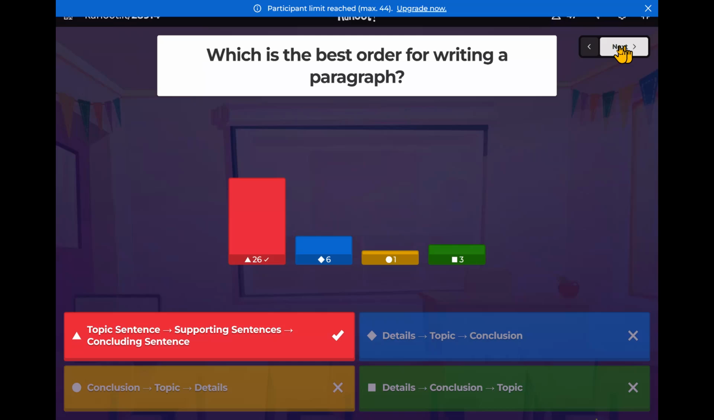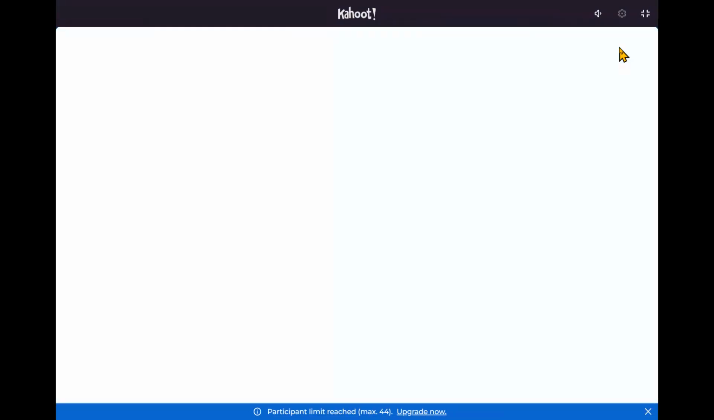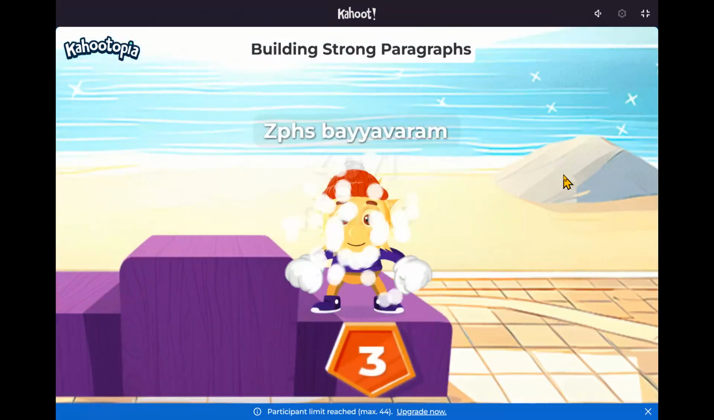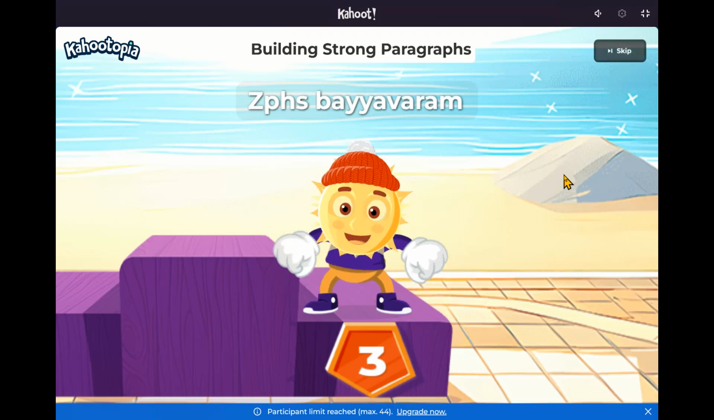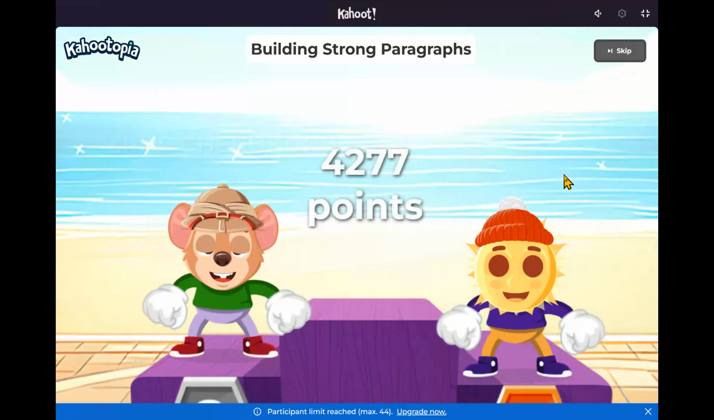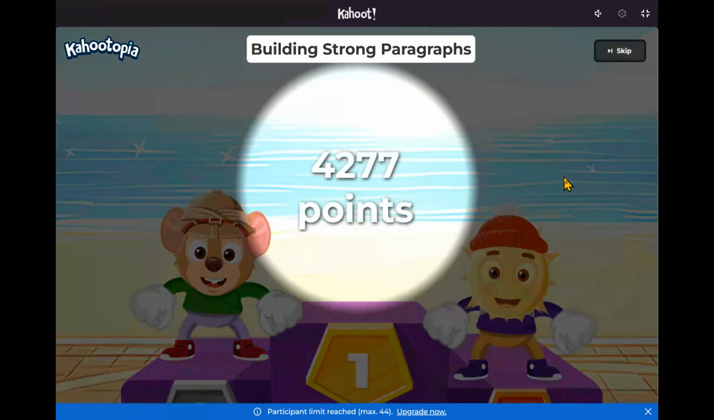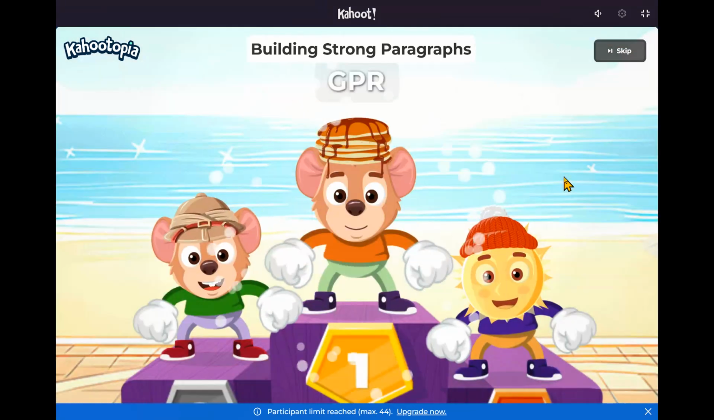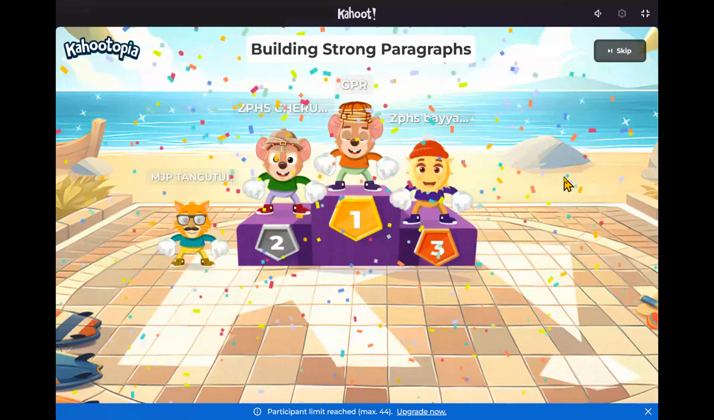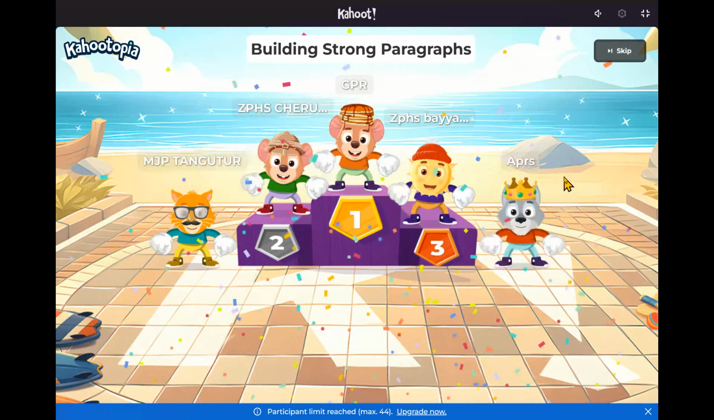Very good. Good job. So, winners on the podium. Third place, ZPHS Bayavaram. Very good. Wonderful. Second place, ZPHS Cheruppu. First place, GPR. Wonderful. And many participants, most of you have answered it right.